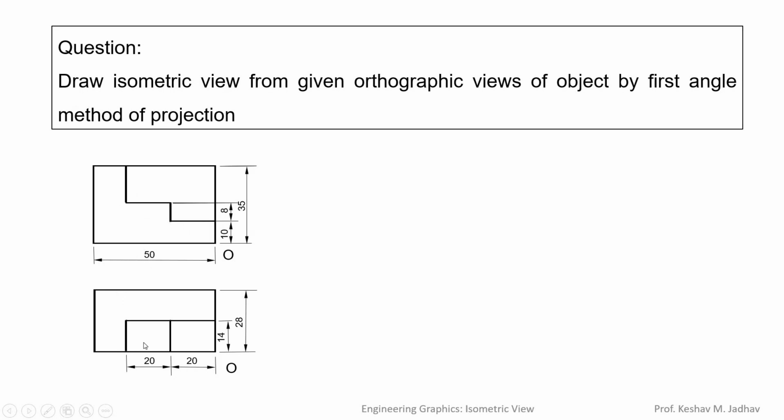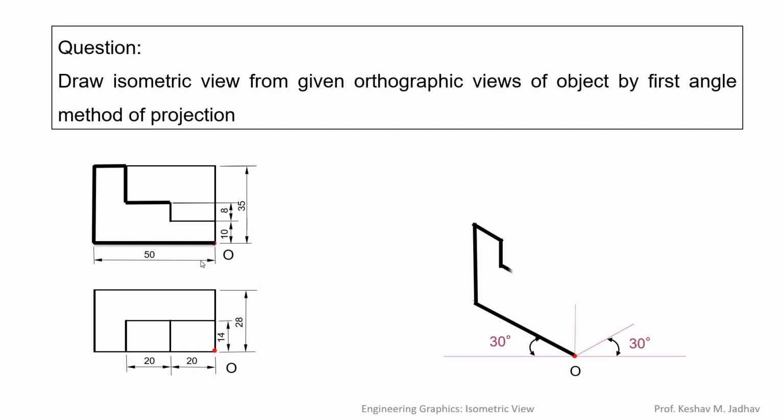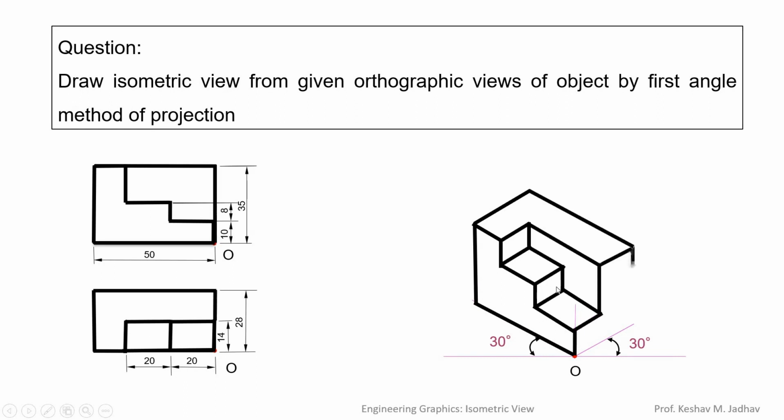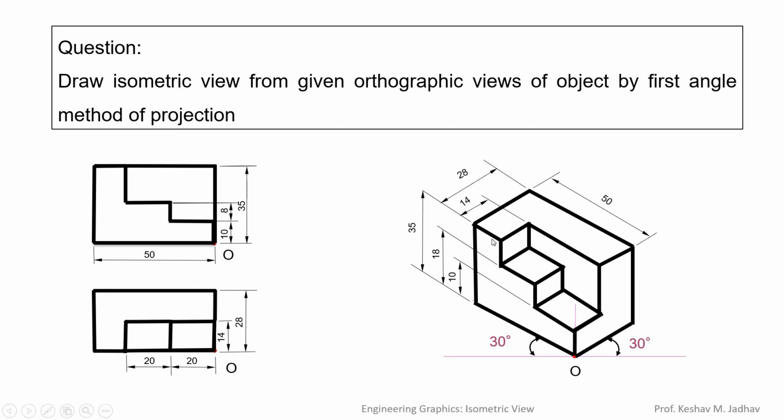So this is the front view and this will be the top view. And from this we have to draw isometric view. Isometric view, it is the three-dimensional view of the given object. So for this front view and top view, I have explained step by step how to draw isometric view in another video, and the link of that video is given in the description of this video.